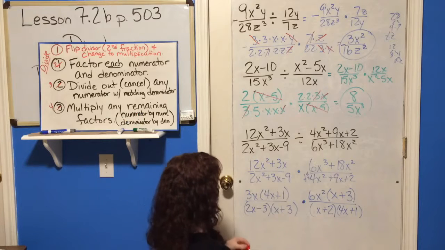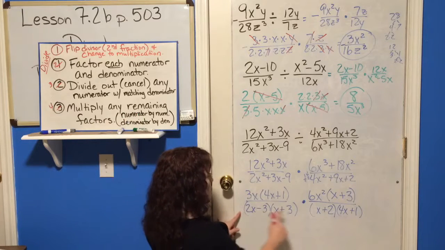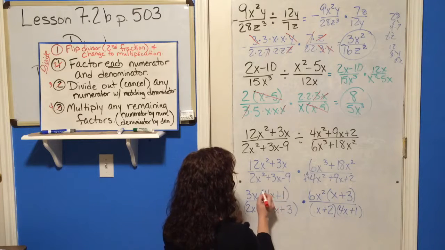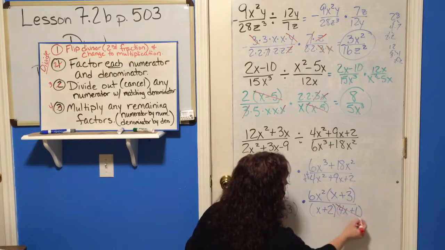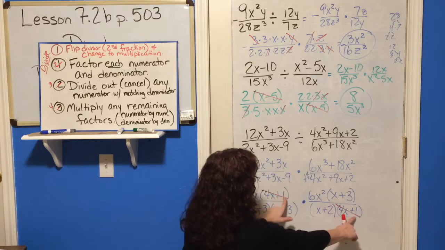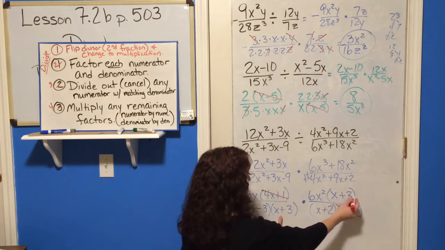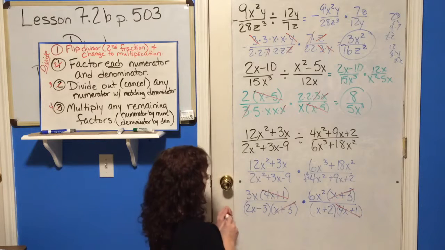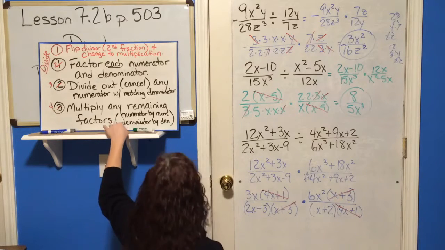So now we're going to look through and see there are no constant terms on the bottom, so we can't reduce any of those. Our 4x plus 1 matches completely, 4x plus 1, and x plus 3 matches an x plus 3 completely. So now what we need to do is we need to multiply straight across.